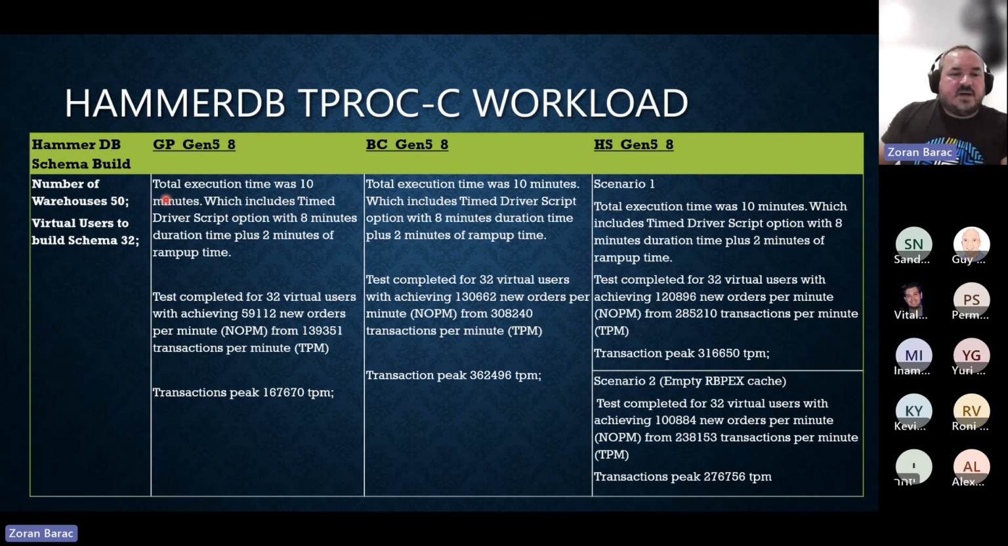The number of warehouses is 50. In this case, we're using 32 virtual users. We're going to have 8 minutes of duration time for a test and 2 minutes for ramp up time, so 10 minutes overall for each scenario here. This test completed with the 32 virtual users achieving around 60K new orders per minute and 140K transactions per minute.